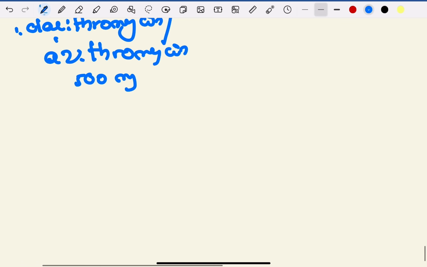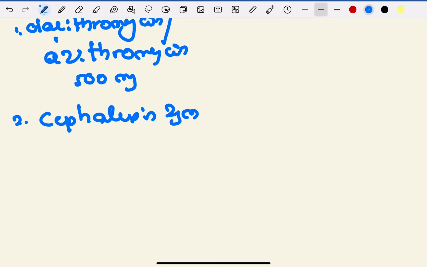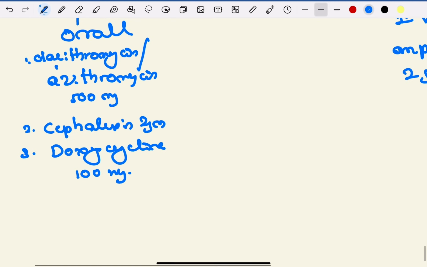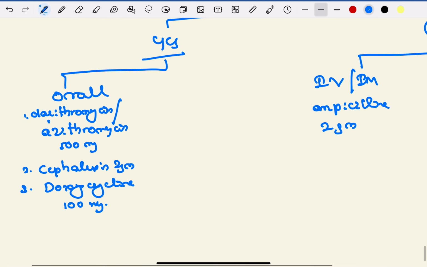Or you can also use drugs like cephalexin, 2 grams per oral. Or one more simple drug is doxycycline. So simple doxycycline can be used as prophylaxis, 100 mg orally. This is the oral options when the patient is allergic to penicillin.